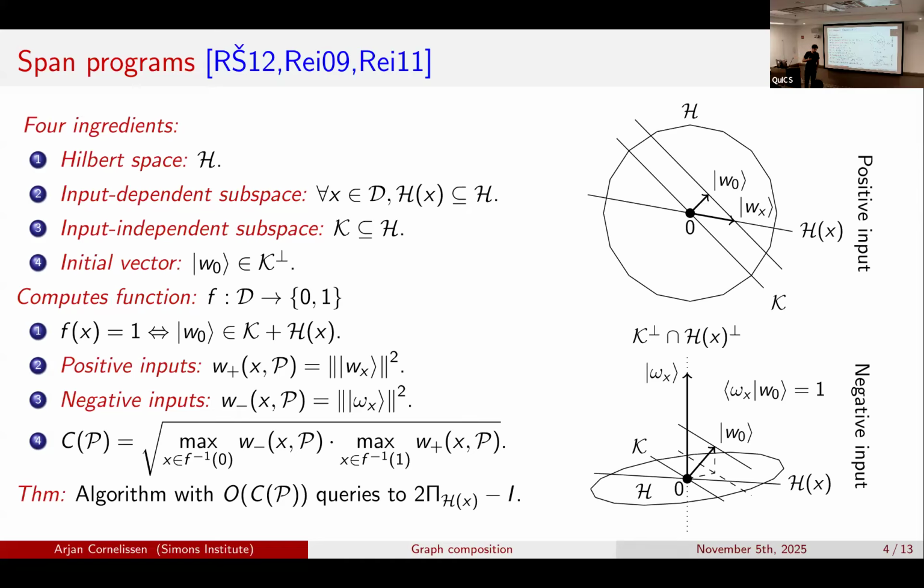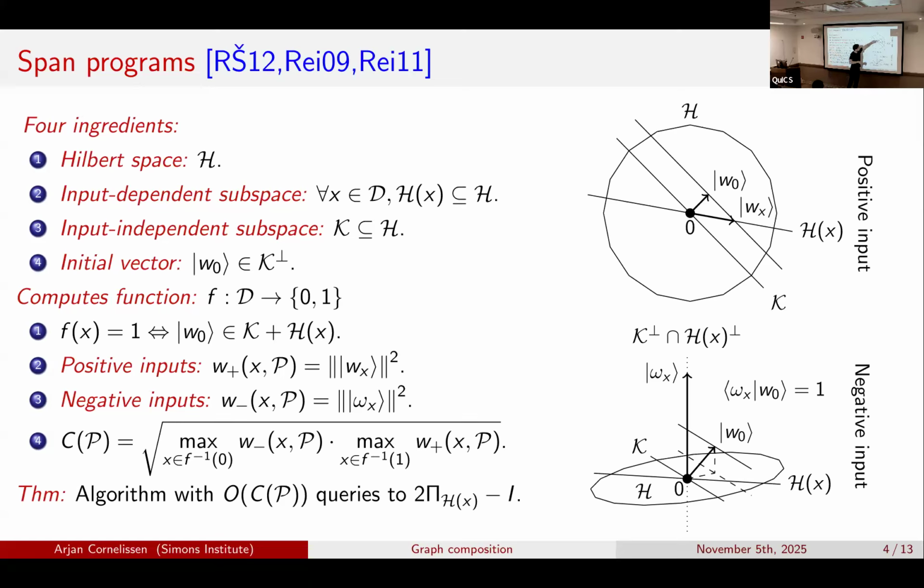And so what I want to do is give you at least a little bit of intuition for what this algorithm is doing. So what the algorithm is doing is the following. It starts in the vector W0, and then it will be reflecting through h of x and then through k, and it will keep on repeating. Now, if we look at this in the positive case, if you reflect through h of x and then through k, you end up doing a rotation in this picture, because if you reflect through two subspaces that are at an angle to one another, you're going to end up rotating.